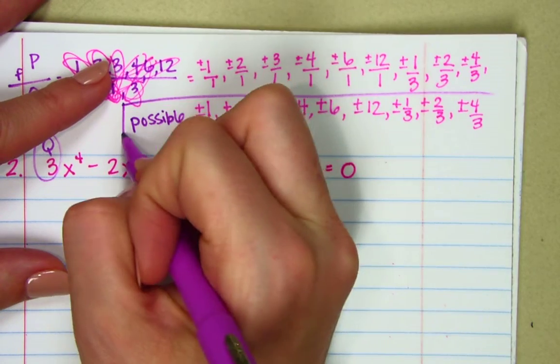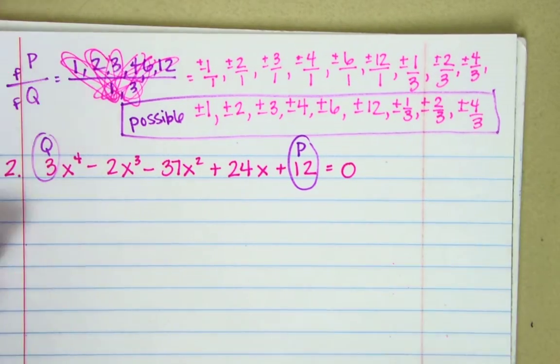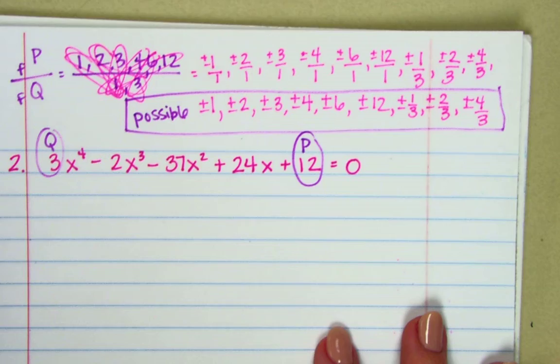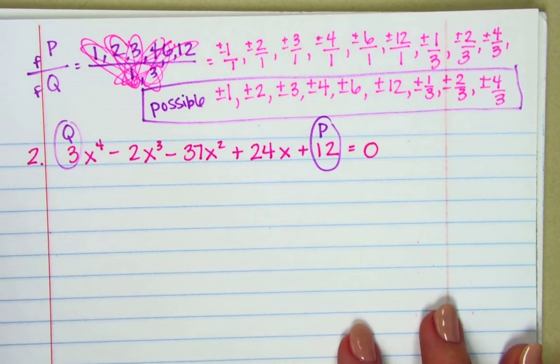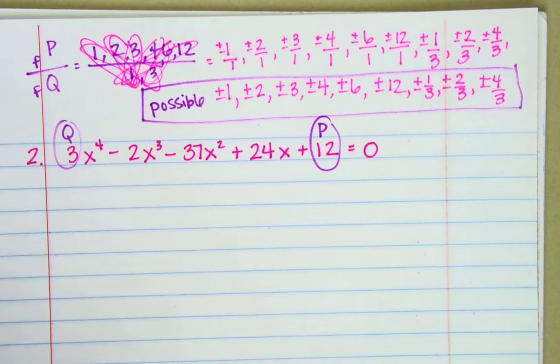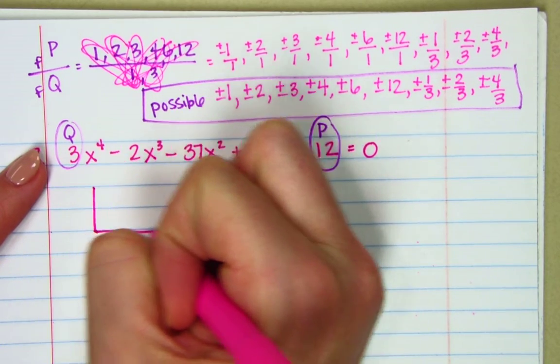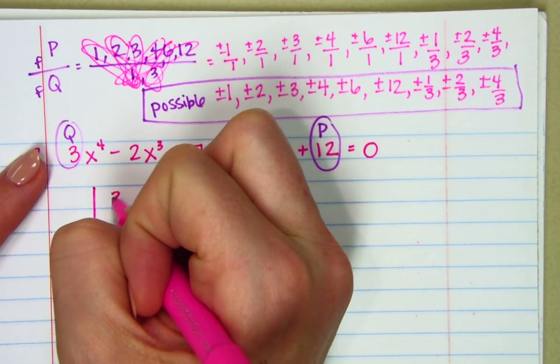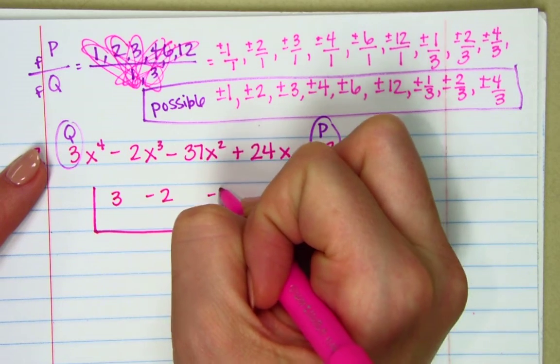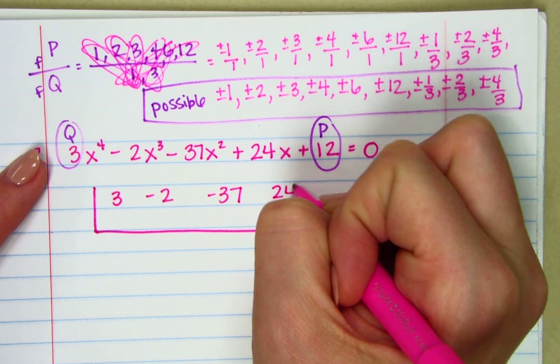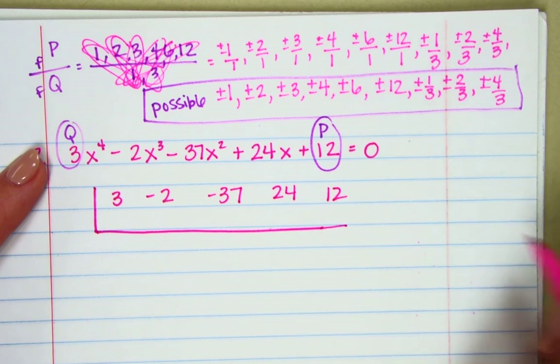Also, luckily for y'all, I have already done this problem, so I can help guide you in the right direction. So we're not going to just try every single number, okay? Remember we said we want to do synthetic division using the numbers here. So we'll do 3, -2, -37, 24, 12.